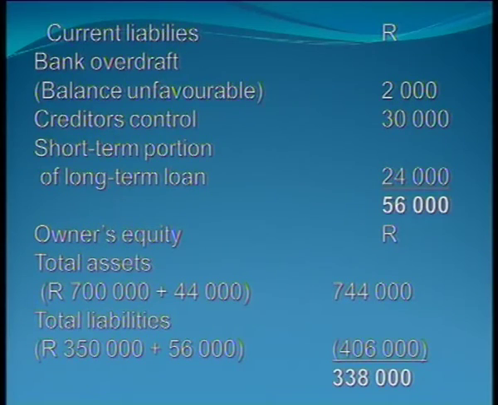Your owner's equity, if we need to calculate our owner's equity, we are going to say total assets, which were calculated in the previous slides, are 700,000 plus 44,000, which are made up of your non-current assets plus your current assets. Your total liabilities is 350,000 plus 56,000, which are made up of your non-current liabilities and your current liabilities. If you say your total assets less your total liabilities, you will get 338,000, which represents our owner's equity amount.